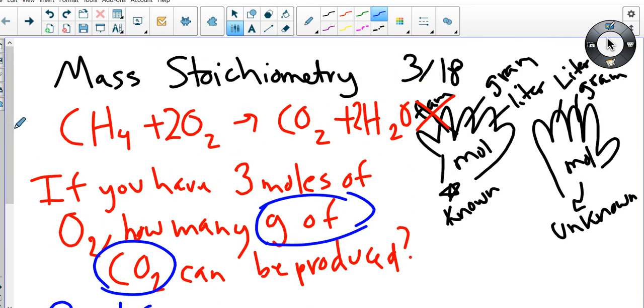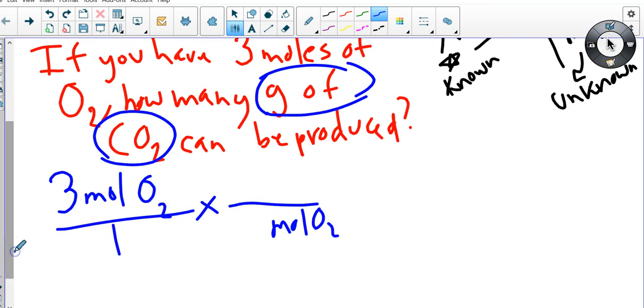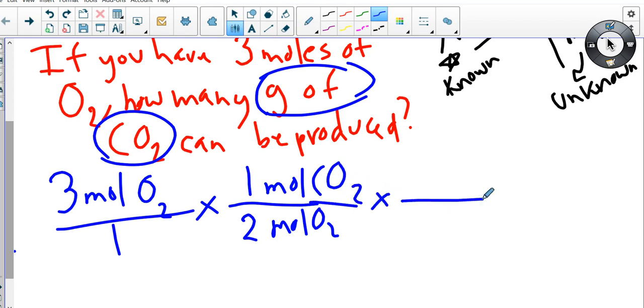So if you look at the balanced equation, the coefficient for oxygen is 2 and the coefficient for carbon dioxide is just 1. So what number am I going to put here for oxygen, y'all? 2, and then on the top for carbon dioxide, I'll put 1. 1 mole of CO2. Now, if this was yesterday or 5 minutes ago when you were doing the mole-to-mole questions, you would be done. But we're not done.